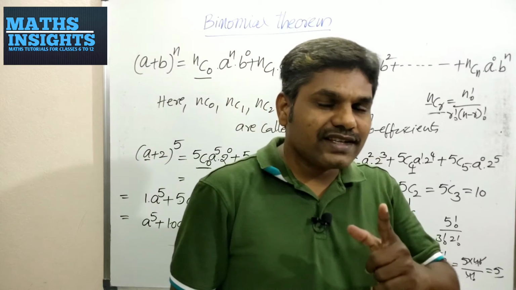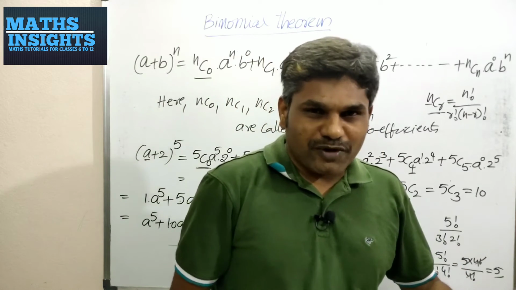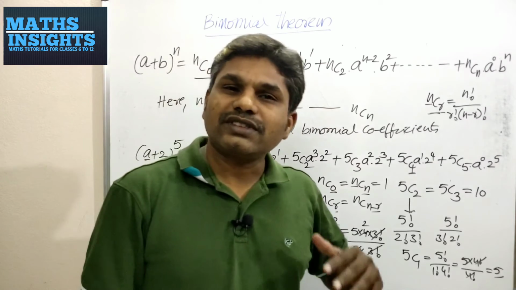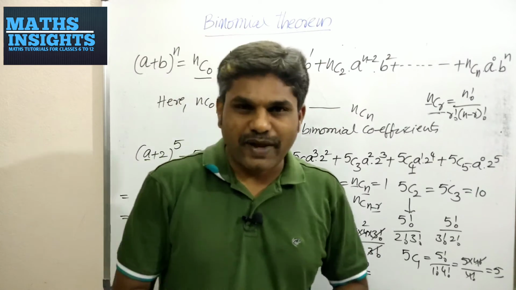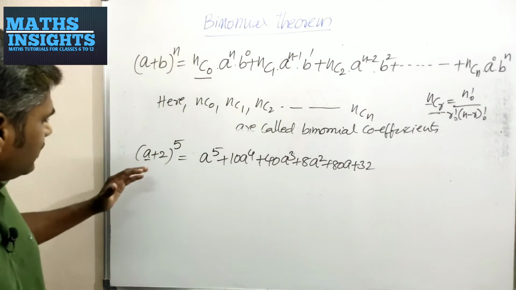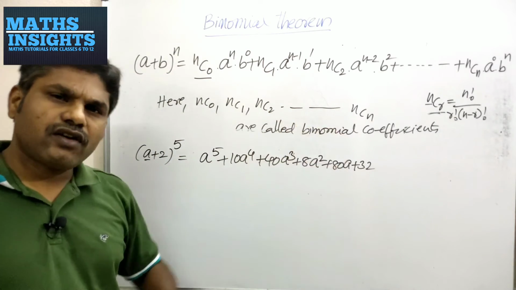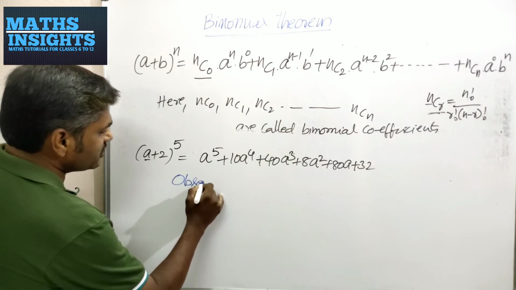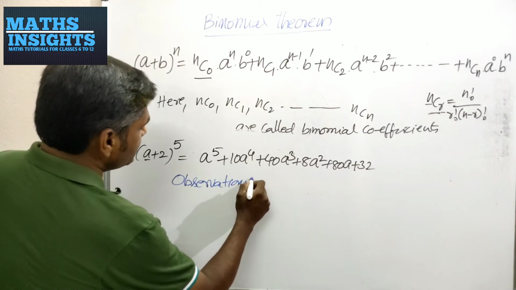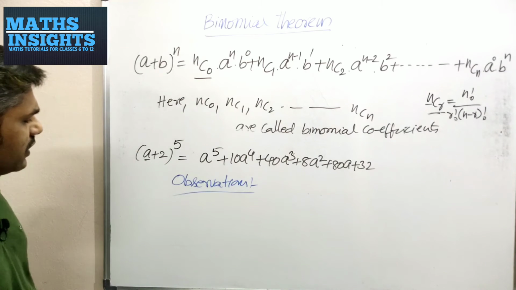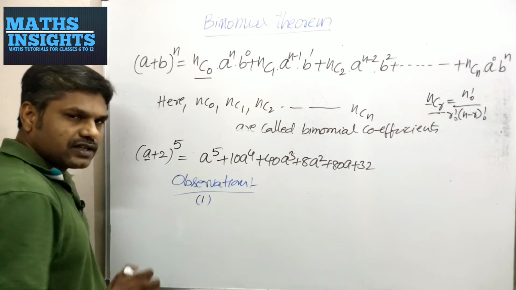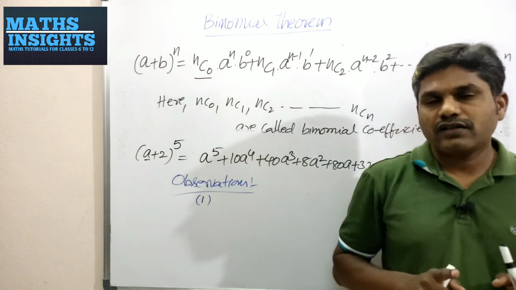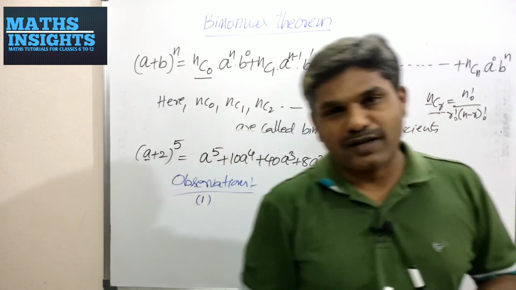Definitely it will become easy if you solve 2 or more problems, right? After this we will observe some points from this expansion. I have written the expansion only without writing all this. I erased those. Now the first point, observations in the binomial expansion. The first point is the number of terms in the expansion are 1 more than the index of the binomial.